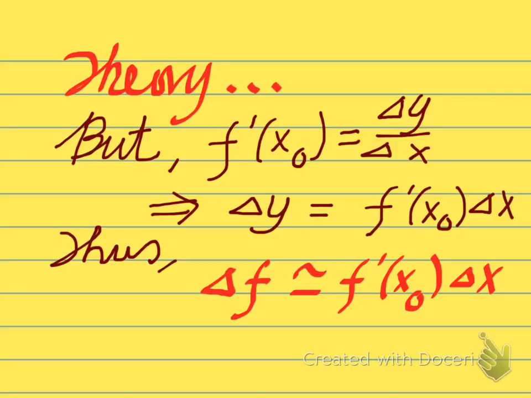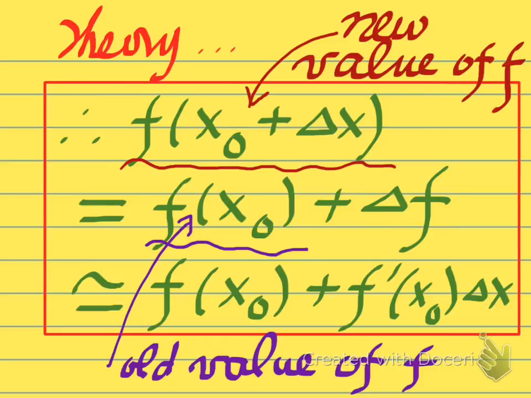And since delta f is approximately equal to delta y, therefore delta f is also approximately equal to the product of f prime x0 and delta x. Can you follow, guys? And next, we are going to formulate the only result for this lesson 27.